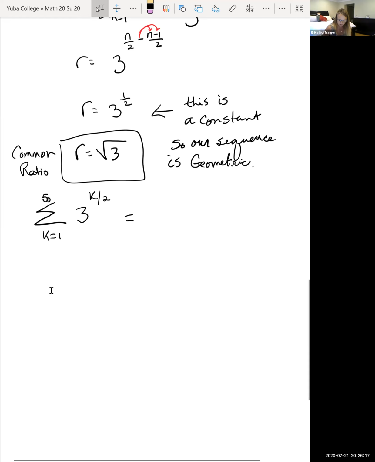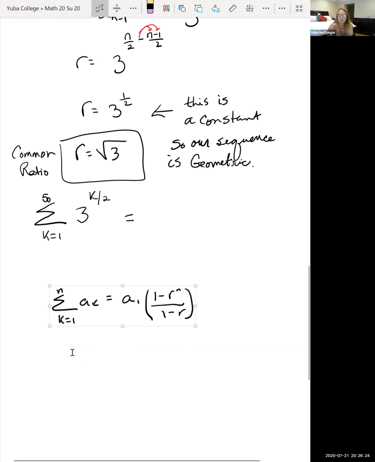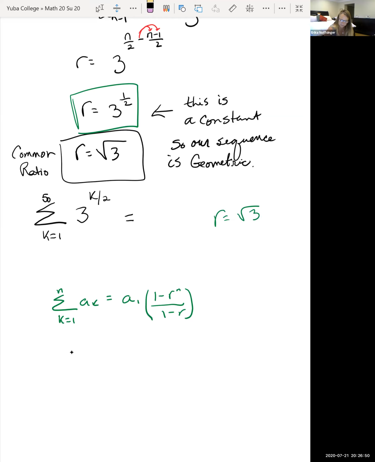So let's use our formula. For our formula, we need to know what our first term is, and we need to know what r is. Well, we found what r is, and actually I want to keep that as an exponent, 1/2 power. I'm noticing it's going to be easier to deal with when we're working with it. So we know what r is. That was cool. It's the square root of 3. We can figure out what our first term is.